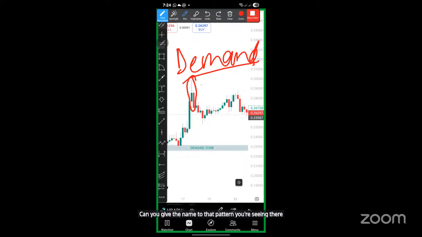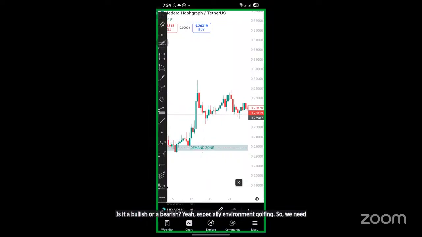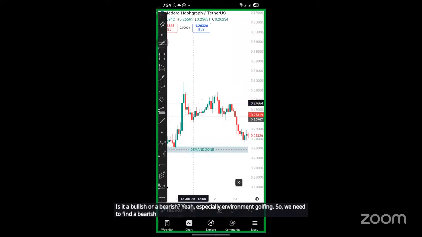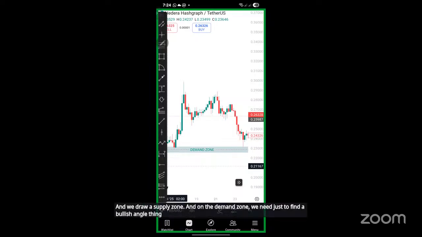This is a small candle being engulfed by a big candle. Bullish engulfing. Bullish engulfing. Thank you very much. So we just need to find, is it bullish or bearish? It is a bearish engulfing. Yes, bearish engulfing. So we need to find a bearish engulfing pattern and we draw a supply zone. And for the demand zone, we just need to find a bullish engulfing and we draw a demand zone. As simple as that.